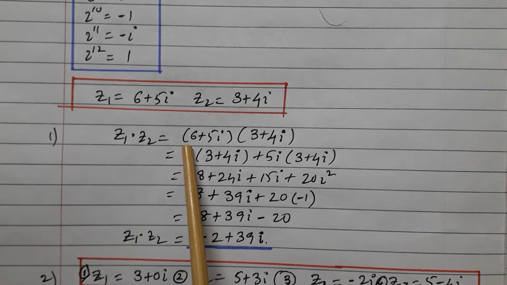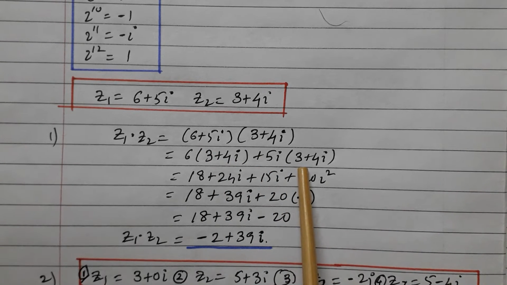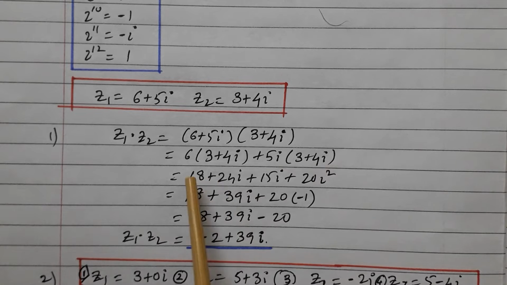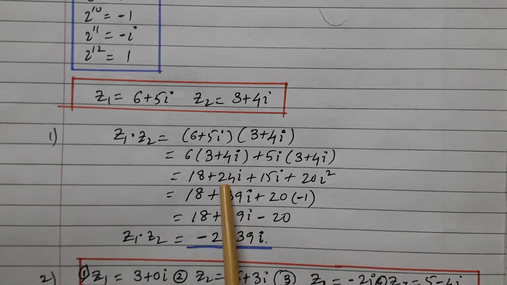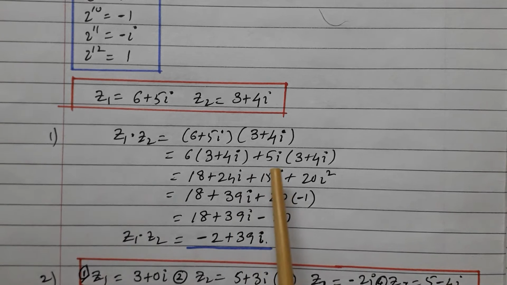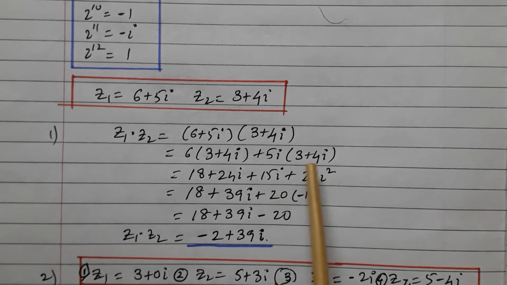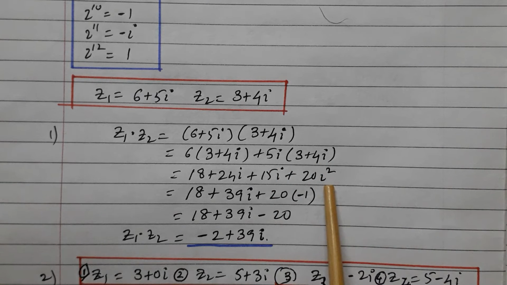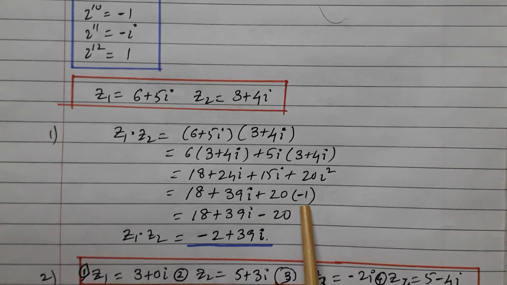Now, let us multiply 6 into 3 plus 4i plus 5i into 3 plus 4i. 6 into 3 is 18. 6 into 4 is 24i. 5 into 3 is 15i. And 5 into 4 is 20. i into i is i square. Now we'll be using this value i square is -1.